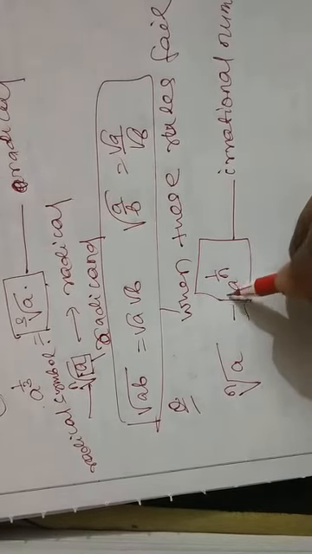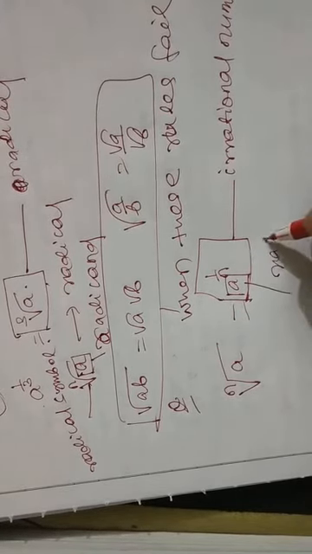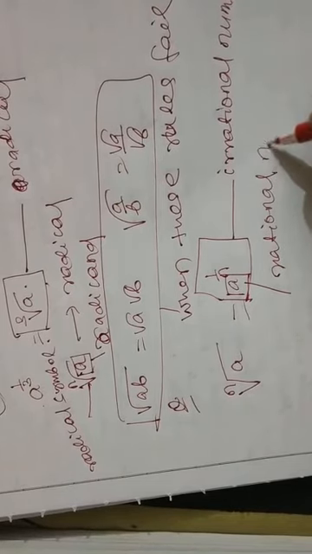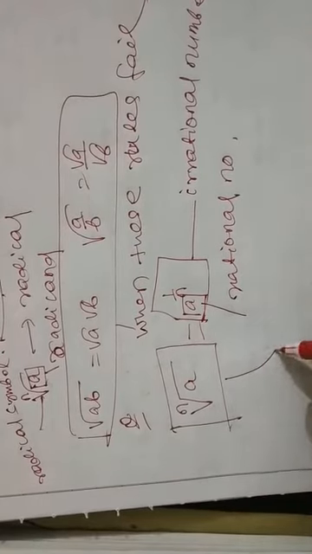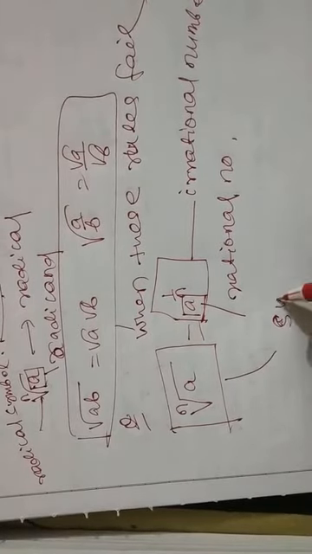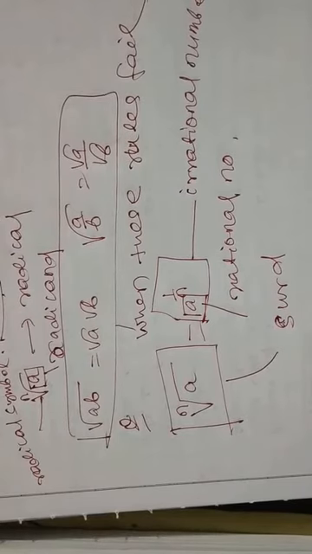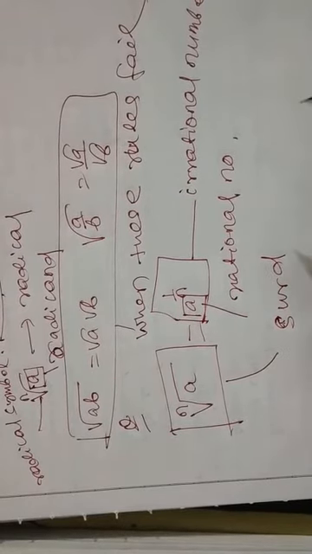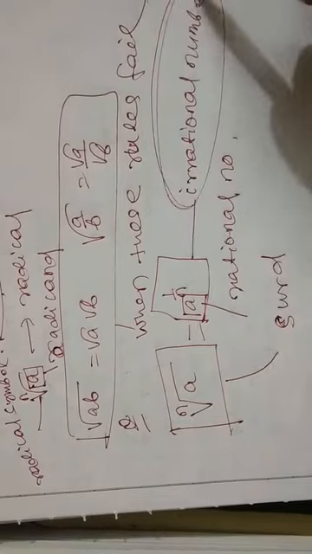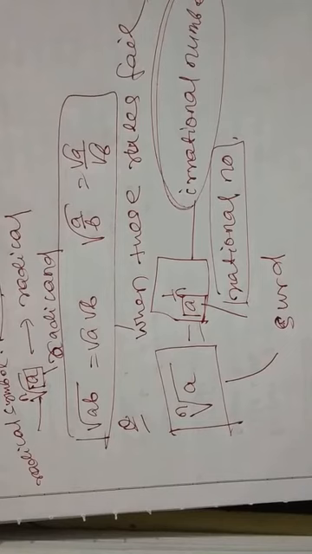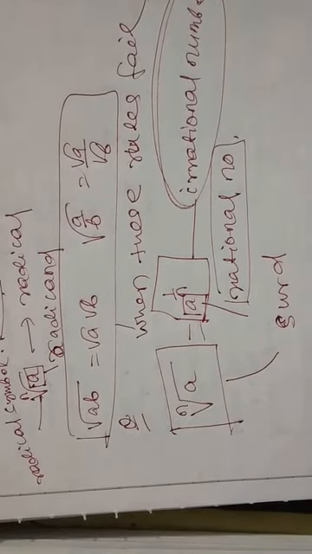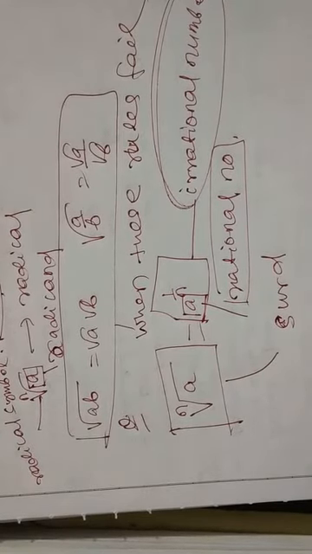Now when the value of a radical, means a to the power 1 by n or root of a number, results in an irrational number, and the base is a rational number, then we call this radical a surd. So what is a surd? When we take a root of a rational number that gives an irrational number, then that is a surd.